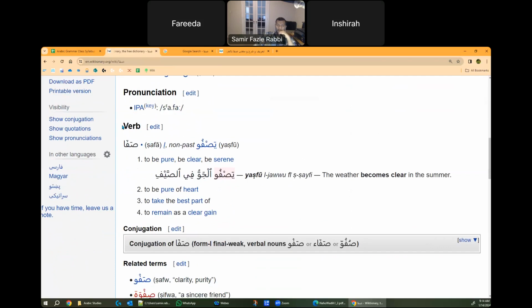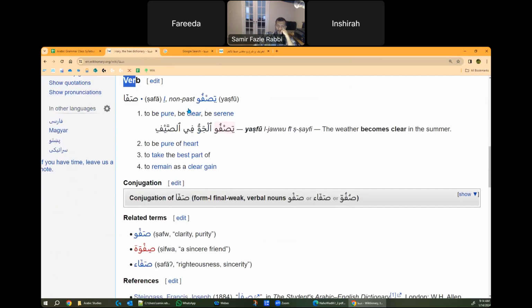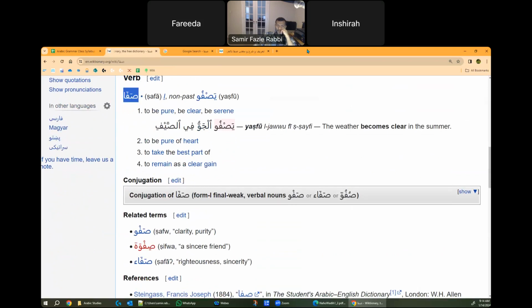But then we have, here's the verb, right? And here's present tense, past tense. Present tense, they call it a non-past. That's actually a better, more technical term, because it's not necessarily present. It could also be future. It's just non-past. And then to be pure, clear, serene, yasful jo fi sayf. The weather becomes clear in the summer. Very nice.